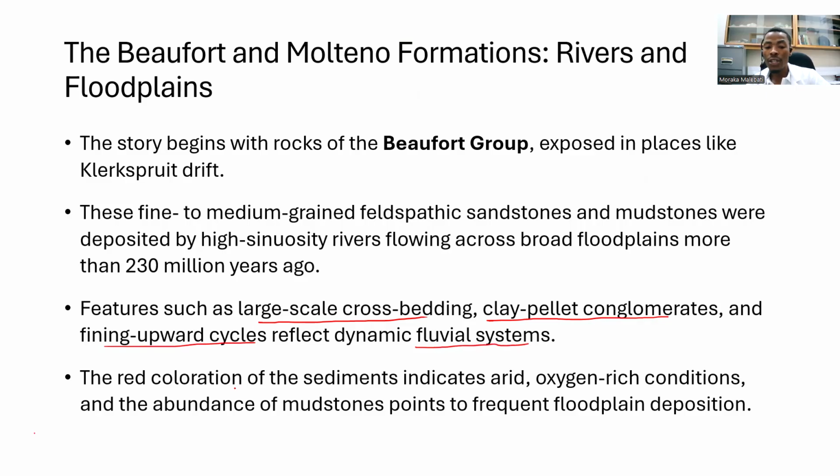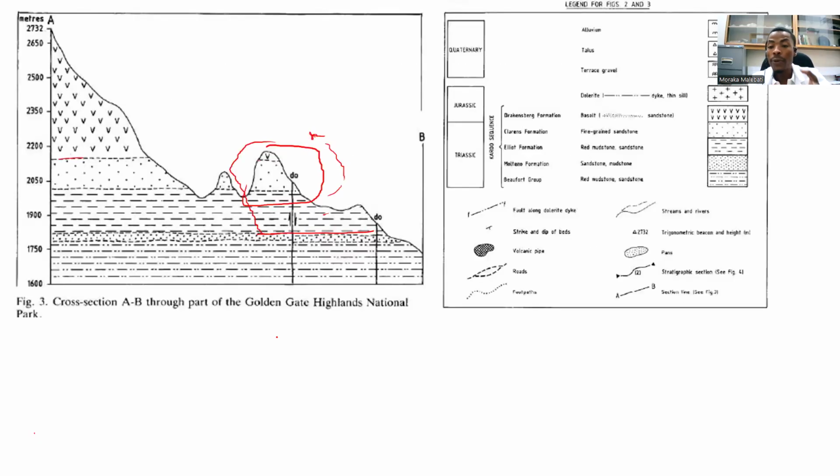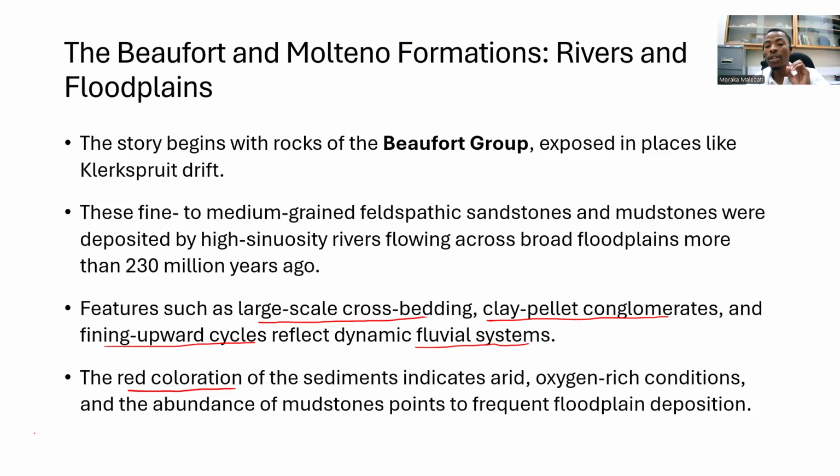So the red coloration, we did mention here that we have got red mudstones. The red coloration of the sediments indicates arid, oxygen-rich conditions. It means deposition took place in an arid, oxygenated environment. And the abundance of mudstones points to frequent floodplain deposition. That's why we're saying rivers and floodplains.